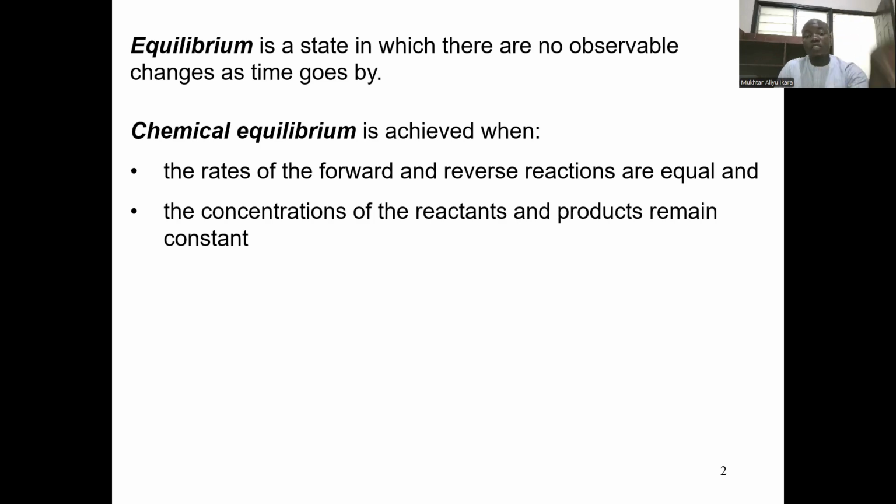Let's say the concentration of the reactant is 2 molar and the concentration of the product is 2 molar. But after some time, you now observe that the concentration of the reactant has decreased while the concentration of the product has increased. If you have that situation, it means that the chemical equilibrium is not achieved. So in the case of chemical equilibrium, both the concentration of the reactant and the product must remain constant.